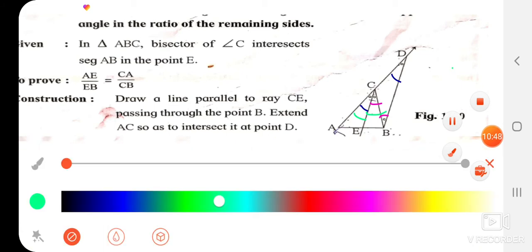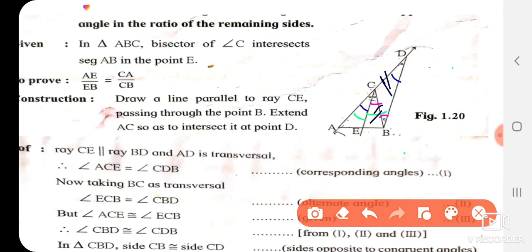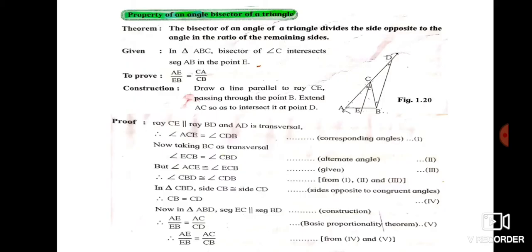Okay, so now what can you generalize from here? Now in triangle CDB, because angle D is congruent to angle B, we can say side CD is congruent to side CB. We can say sides opposite congruent angles are congruent. Okay. Now let us come over here. What we have just said, let us go through. We have said that CE is parallel to BD and AD is a transversal. Therefore, ACE is congruent to CBD, corresponding angles. We have already done that.